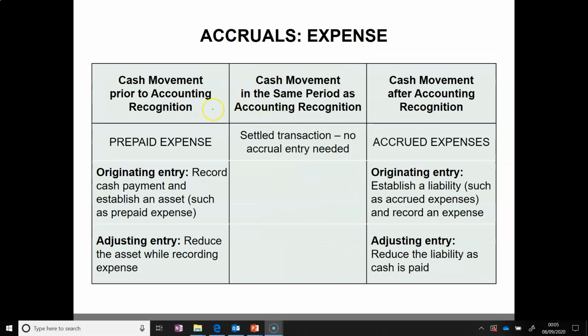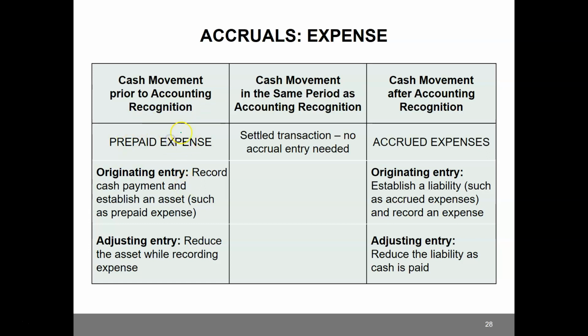Here we have another example, but this time instead of revenue, expense is involved. In the first scenario, where cash movement is occurring before accounting recognition, expenses have been paid in advance. In such a case, cash is paid, so cash will be credited, and an asset will be created, which will be prepaid expense. The accounting entry will be prepaid expenses debit and cash credit. Later, when the expense is recognized, the expense will be debit and prepaid expenses will be credited.